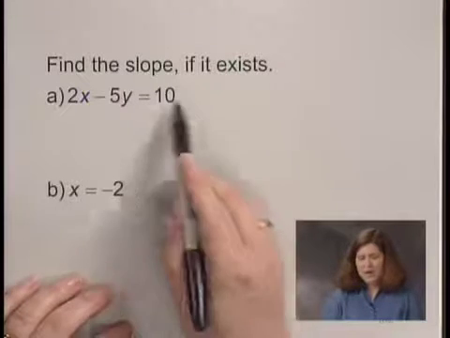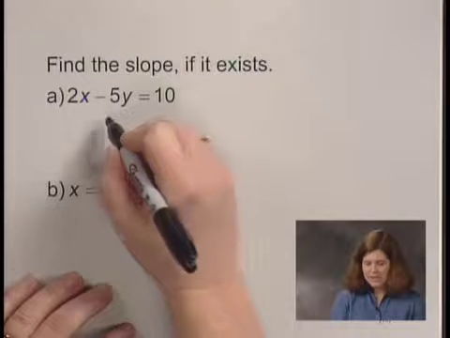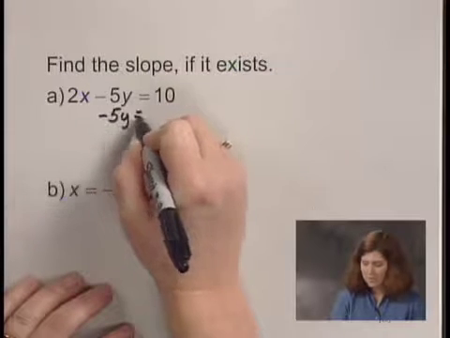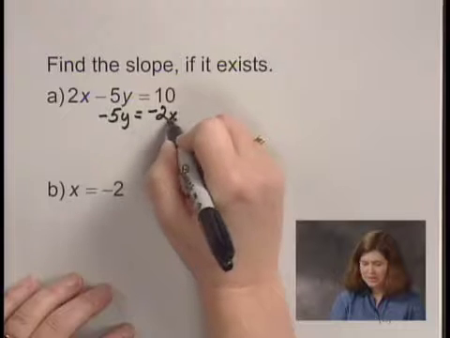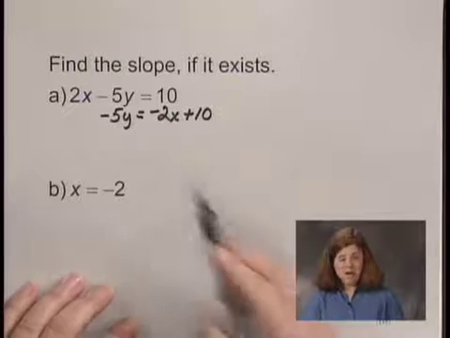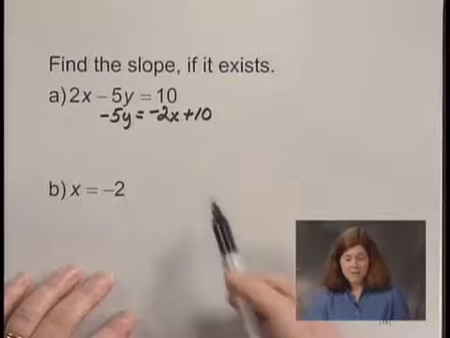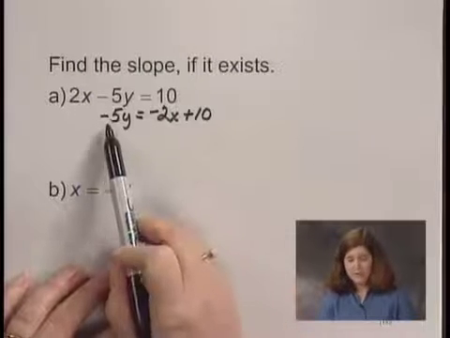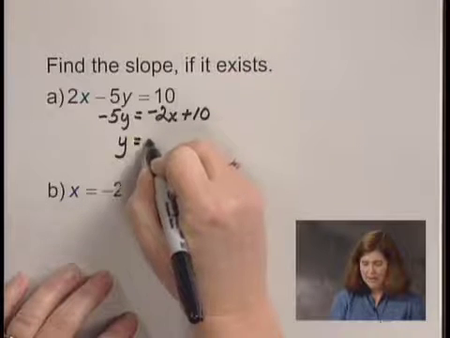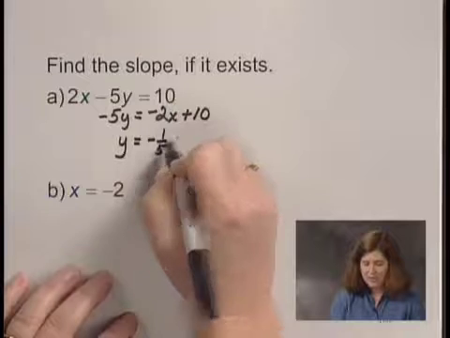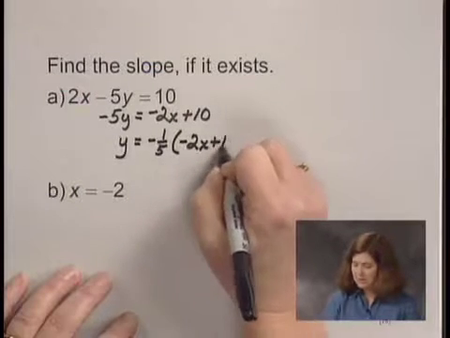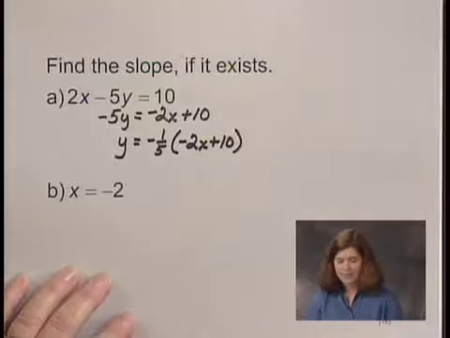So to solve for y, we subtract 2x on both sides of this equation, and we get the opposite of 5y equals the opposite of 2x plus 10. And then we multiply both sides by negative 1/5. When we multiply this side by negative 1/5, we simply get y. And on this side, we get negative 1/5 times negative 2x plus 10.